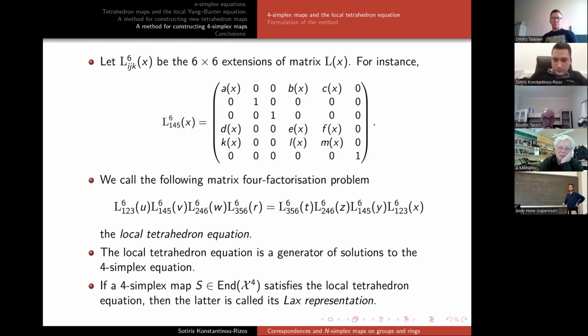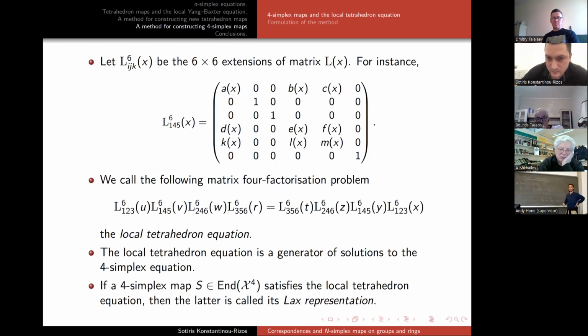Again, we'll use Miller-Huyssen's terminology. We will call them Lax representation. So a local tetrahedron equation will be a Lax representation for potential solutions to the 4 simplex equation. So how can we extend non-trivially solutions, tetrahedron maps, to 4 simplex maps?